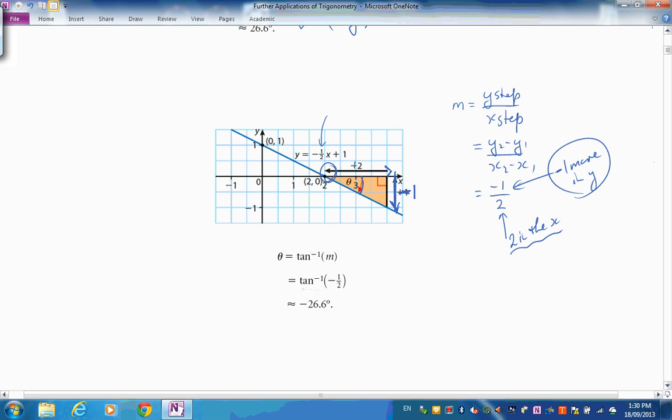The angle here this time would be this angle. As the line comes through, the angle whose tangent is still the slope is this one: y step over x step. So tan⁻¹ of m, or tan⁻¹ of negative a half, is negative 22.6. Now it's in a symmetrical position.